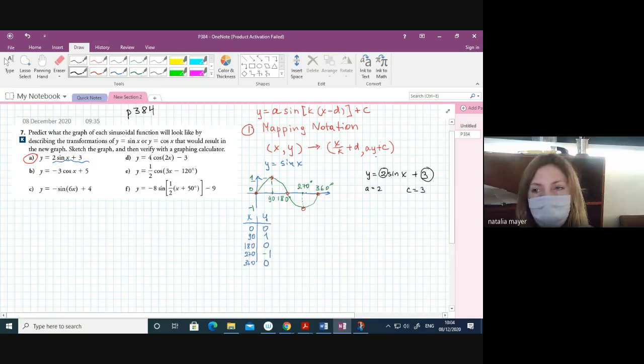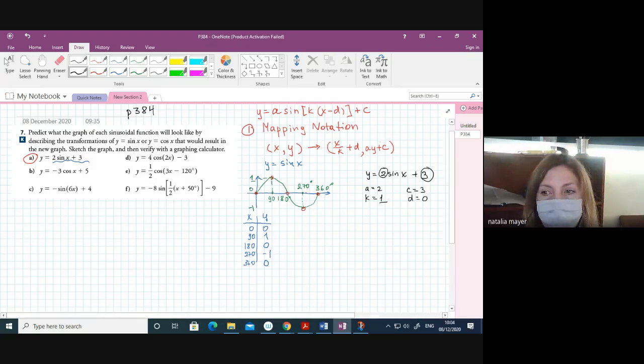Now, whatever we don't see, we still have to write it down because you need it for the mapping notation. So what is the value of k? 0? Guys, if k is multiplied by x and k is 0, it will cancel everything, right? Okay, what about d? 0, because d is added. When you add a 0, it will not change anything.